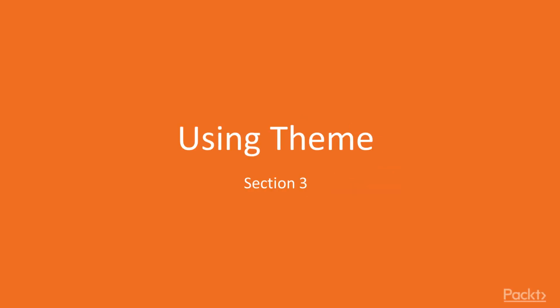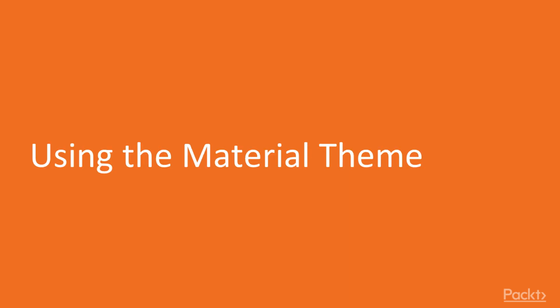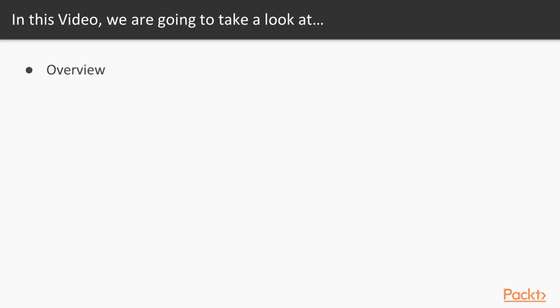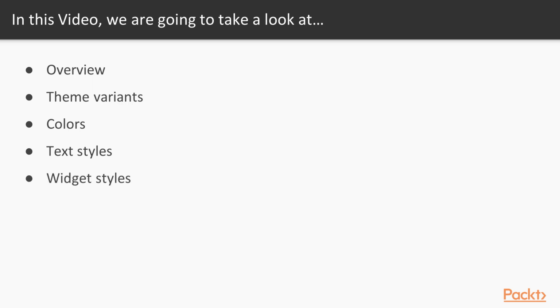Hi and welcome to the third section of Android styles and themes. In this section, we are going to use the theme in the Android project. In this video, I am going to talk about using a material theme. First, I will give you an overview. Then we will explore theme variants. Next, we will learn about color and text style of the material theme. Finally, we will talk about widget styles.